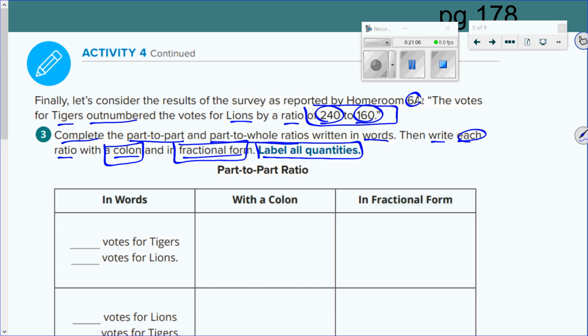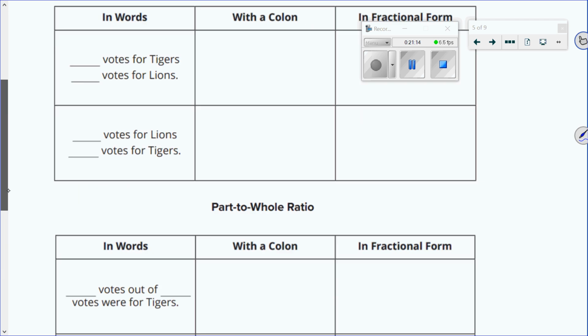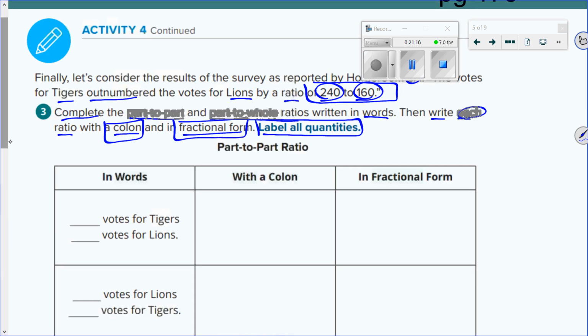Okay? So same thing, we'll give you guys about 7 minutes. Go ahead and fill out all 6 parts. You're doing both of these tables. If you finish those, you can also answer number 4.